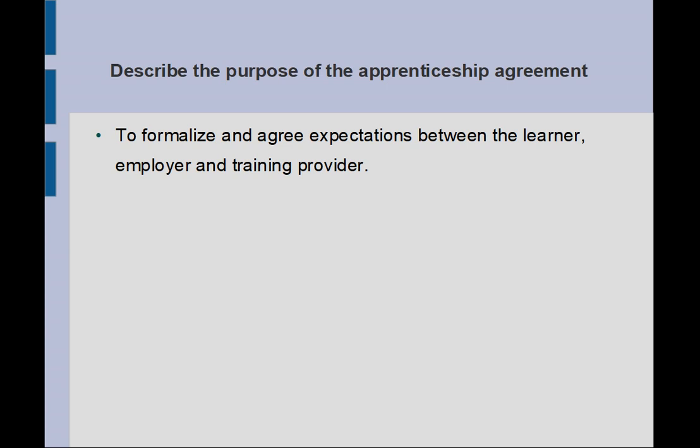So the apprenticeship agreement will make sure everyone knows what's expected of them and is there to help us make sure that you complete your qualifications. Another point: the apprenticeship agreement states the end date of the qualification, so it knows what date everything needs to be completed by, and everyone should know that as well.